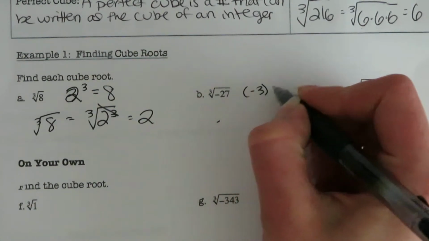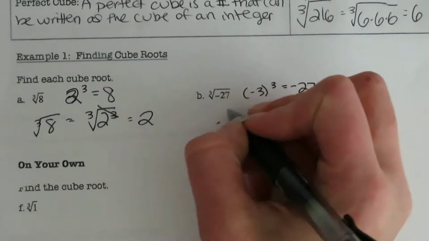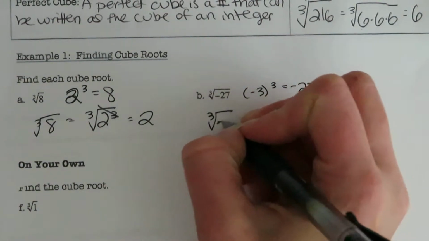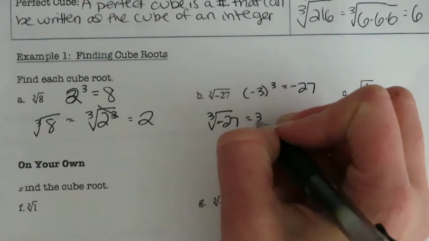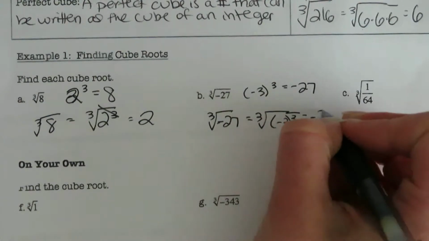All right, what times what gives you negative 27? That's going to be negative 3 to the third power. That equals negative 27. So the cube root of negative 27 is the cube root of negative 3 cubed, which equals negative 3.